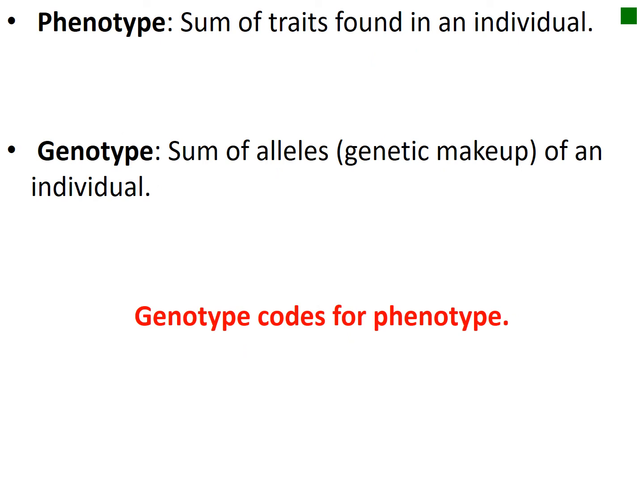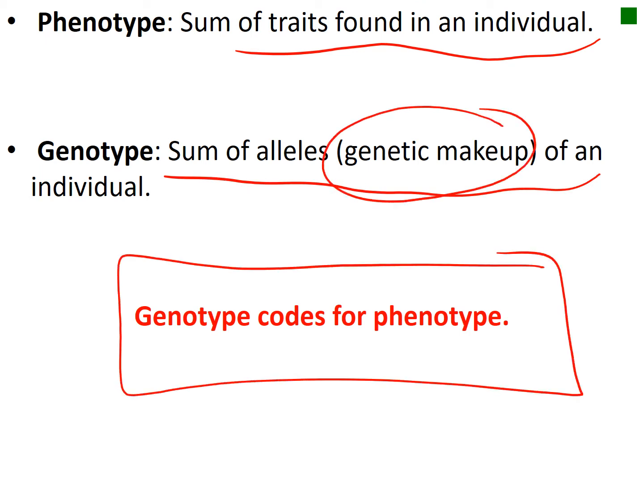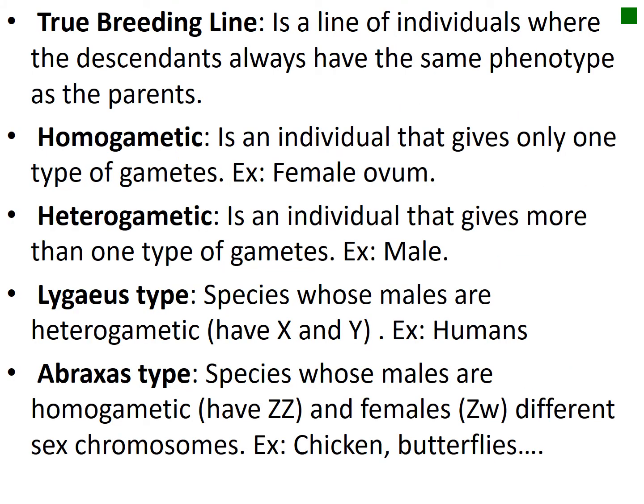Phenotype is the sum of traits in an individual. Genotype is the sum of alleles, called the genetic makeup. So the genotype always codes for the phenotype. A true breeding line is a line of individuals where the descendants always have the same phenotype as the parents.